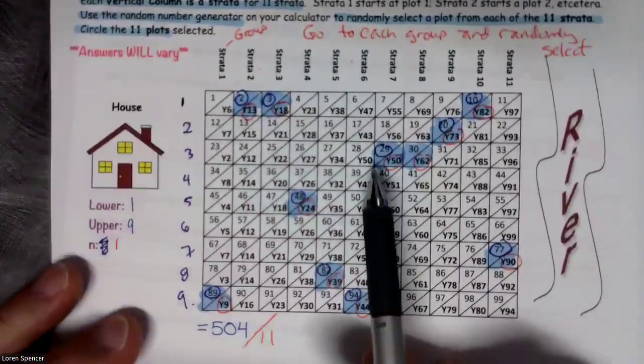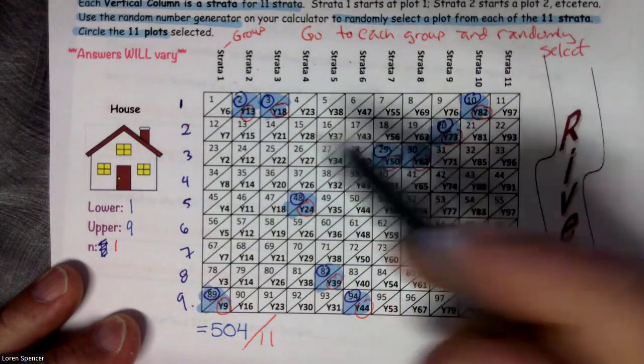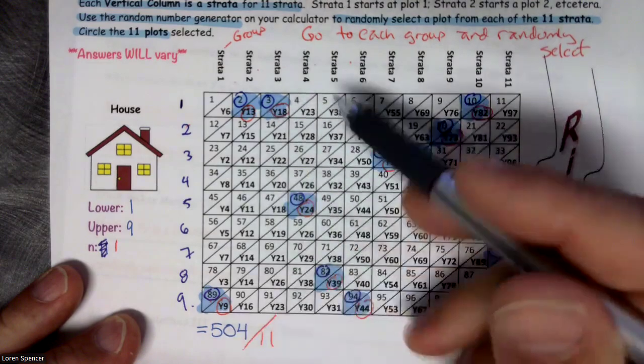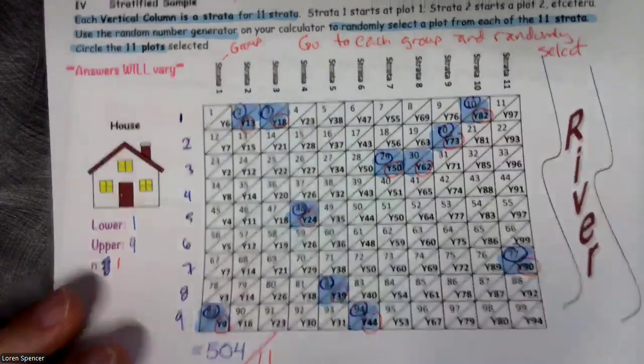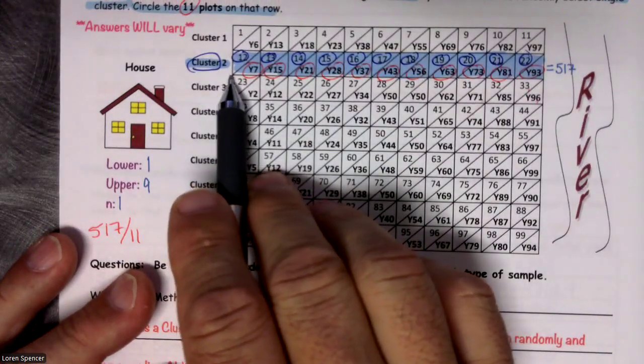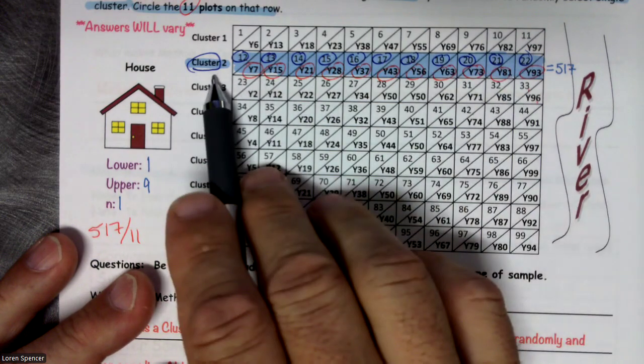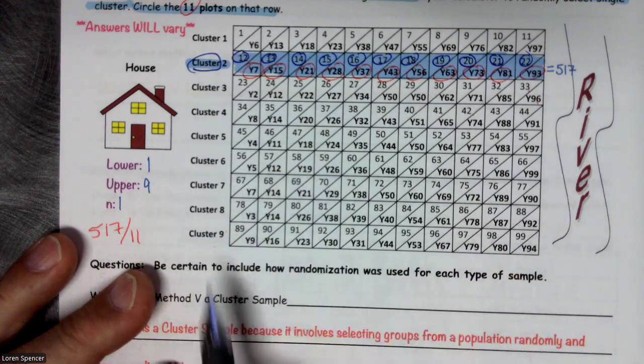Stratified, we broke it into groups or strata based on how close they are to the river. So this was really close. This one was really far away. And we just broke them up into columns based on how far they were from the river. And then a cluster, we broke them up into groups so that each group had some close to the river and some really far away, and then we randomly selected the cluster.